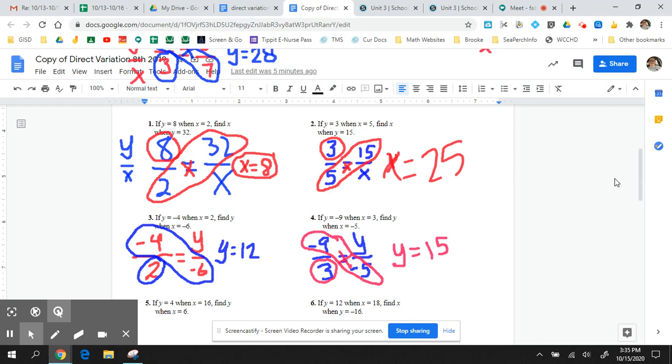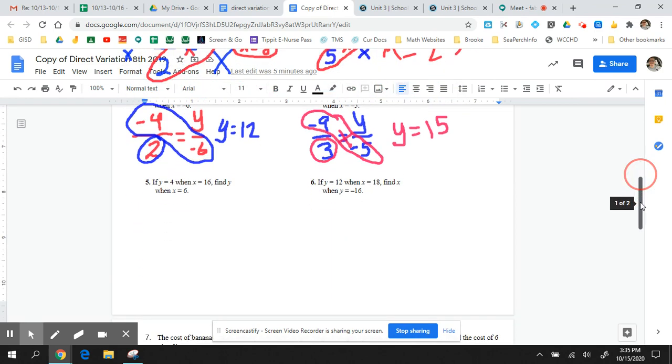I want you to do numbers 5 and 6. Push pause, take your time, work through 5 and 6, and we'll see if you get them right when we come back.